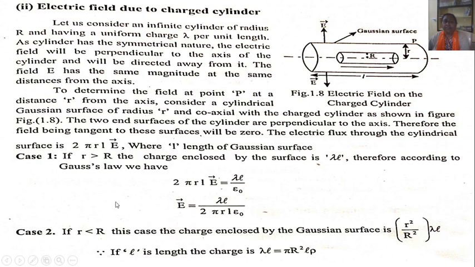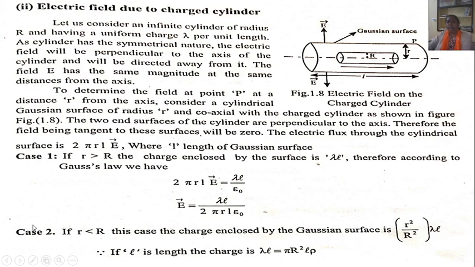Now in the first case, if r is greater than R, then the charge enclosed by the surface is lambda L, and therefore according to Gauss law, 2 pi r L E equals lambda L upon epsilon 0, and therefore E equals lambda upon 2 pi r epsilon 0.